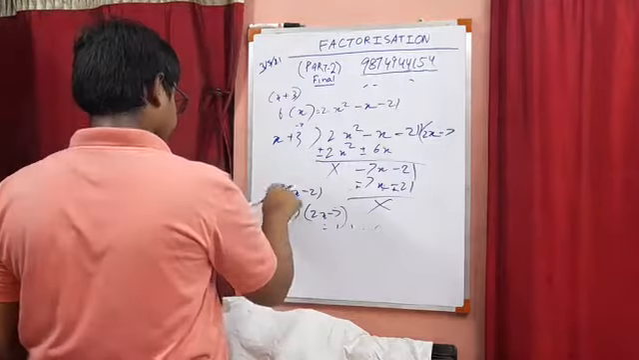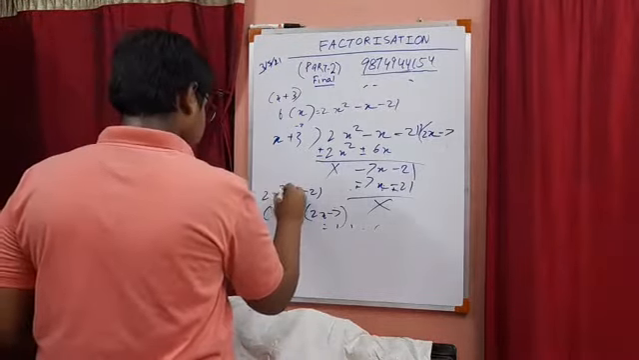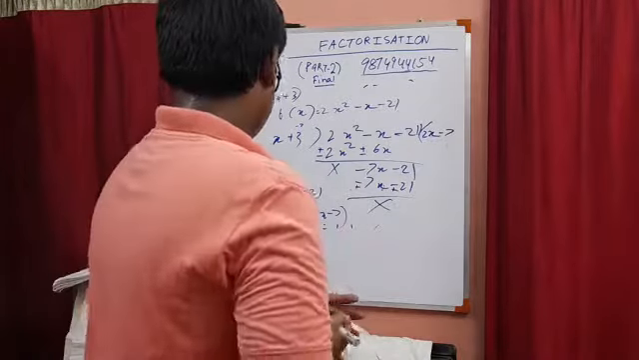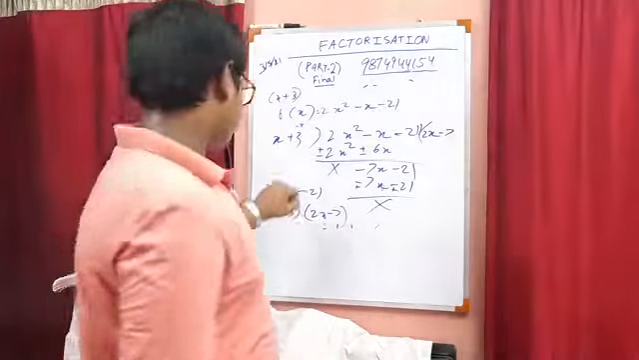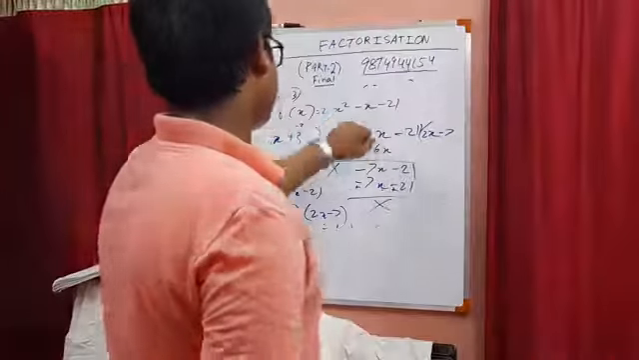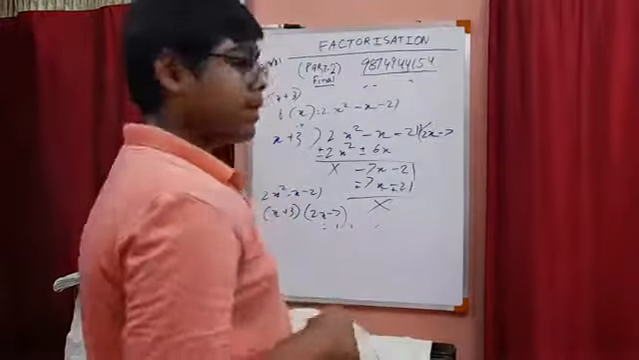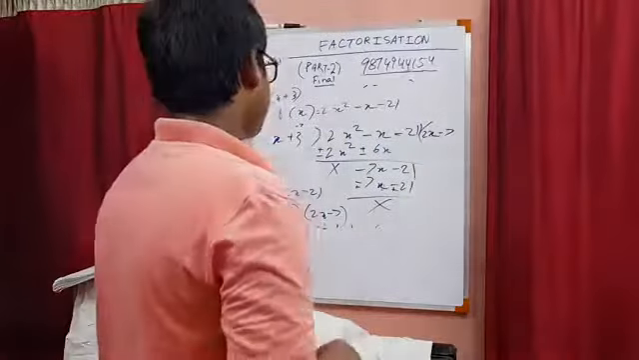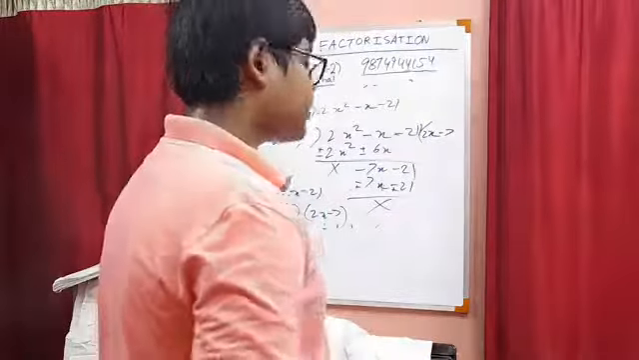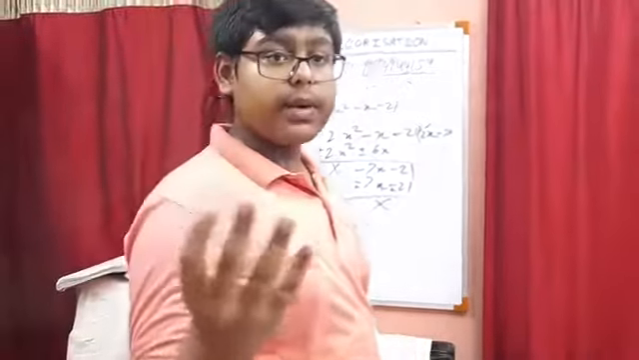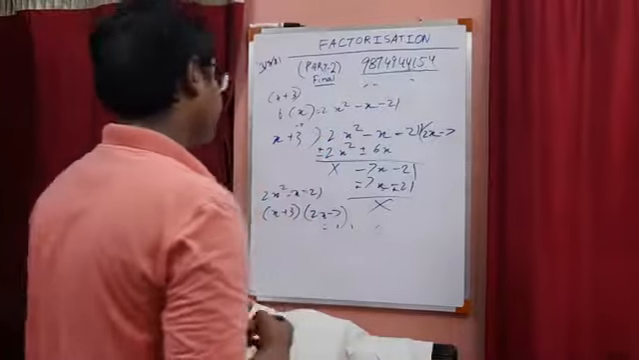2x squared is... These are the two factors of this equation. Now the more the number of x square or x cube, x square will have only two factors, x cube will have three factors, x to the power 4 will have four factors, and so on.